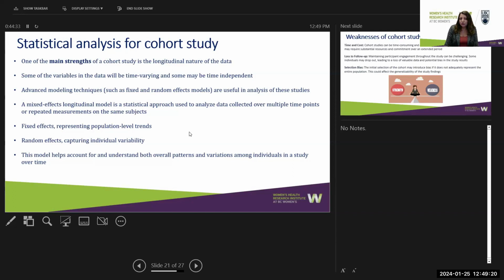So basically, the model you can use for fixed and random effects is the mixed effect longitudinal model, a statistical approach used to analyze data collected over multiple time points or repeated measures on the same subject. Fixed effects, as I said, represent the population level trends, random effects capture individual variability, and this model helps us to account for and understand both overall pattern and variation pattern over time.